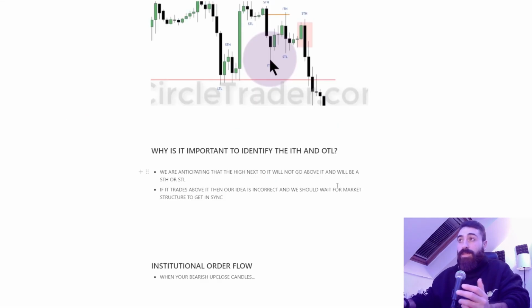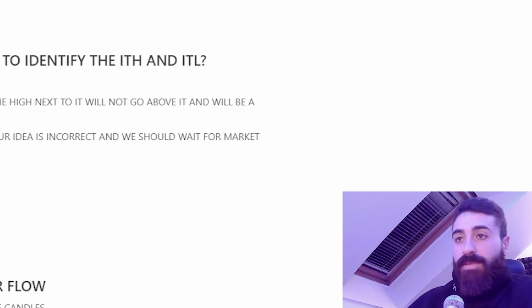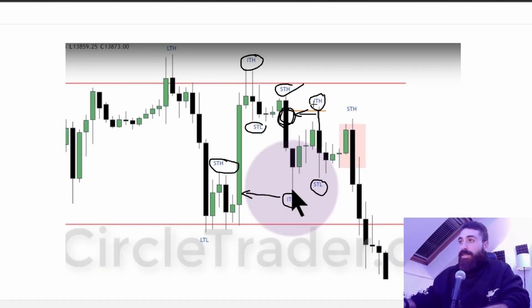Why is it important to identify the intermediate term high, intermediate term low? It's important because we are anticipating that the high next to it will not go above it and will be a short-term high or a short-term low. If it trades above it, then our idea is incorrect and we should wait for market structure to get in sync. These are ICT's specific words. The intermediate term high is right here. So we are expecting a short term high next to it that's going to be lower than this intermediate term high.